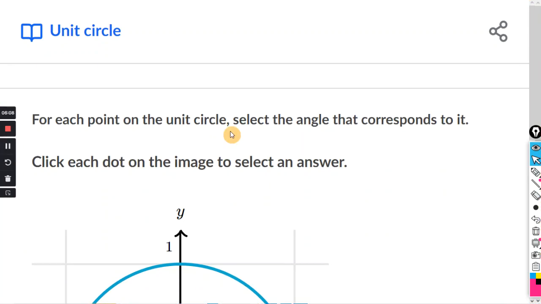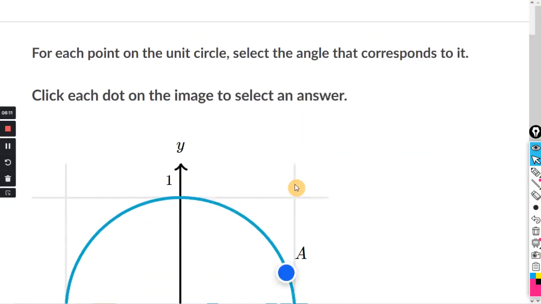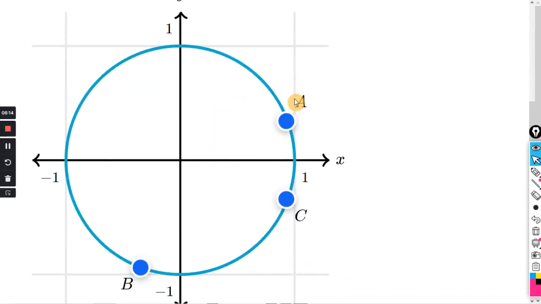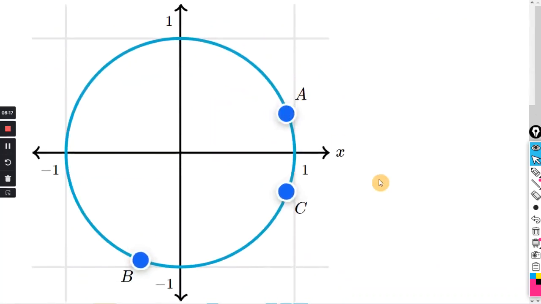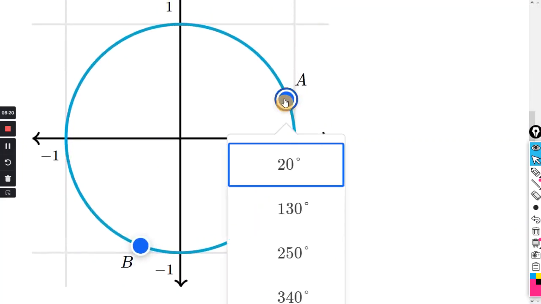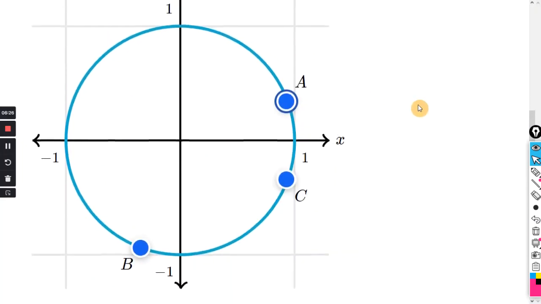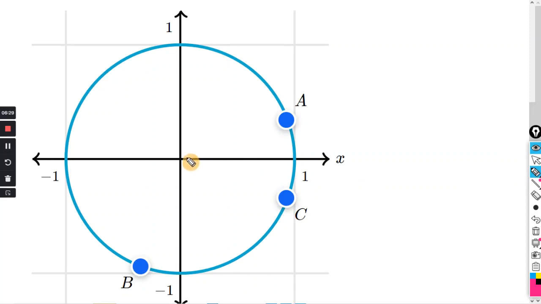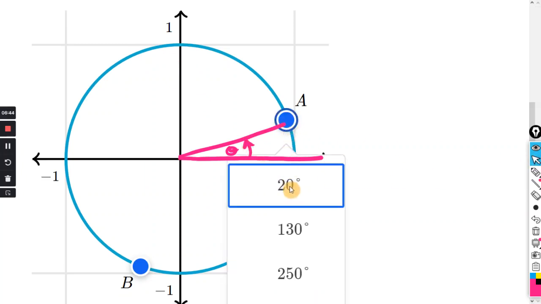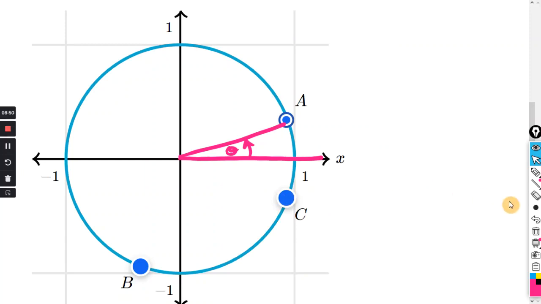For each point on the circle, select the angle that corresponds to it. Click each dot on the image to select an answer. So let's see, point A. We're just measuring it, approximating it in degrees. Remember the positive x-axis is where it starts. This angle here is definitely going to be less than 90 because we only went from here to here. So that is 20. Good.